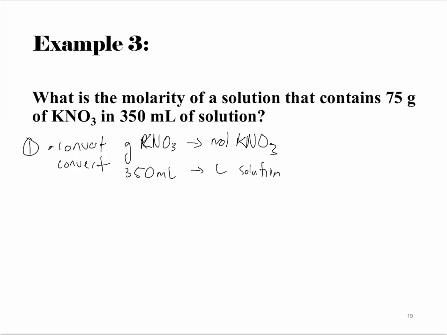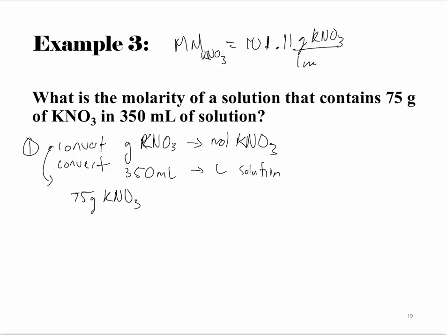So for the first part, we start with 75 grams of potassium nitrate. What's the molar mass of potassium nitrate? What do you guys get? 101.11 grams potassium nitrate per 1 mole potassium nitrate. So again, calculating the molar mass of a molecule is very important. You should be very comfortable being able to do that. We just use a periodic table, and the molar mass is given to us there.